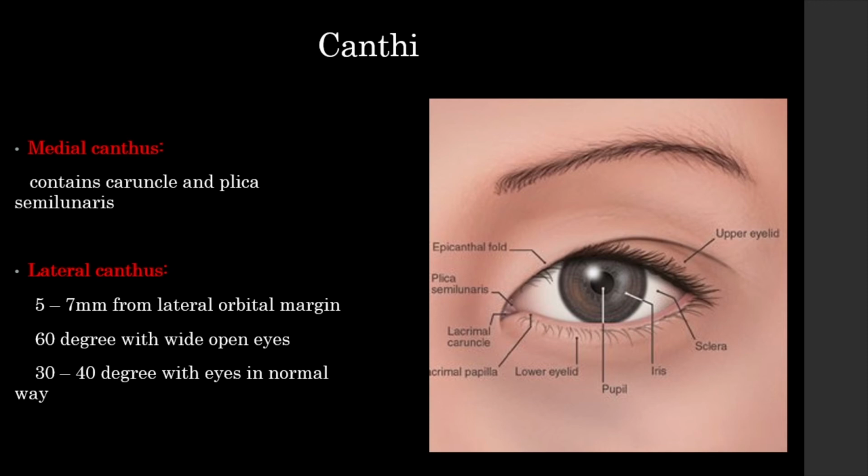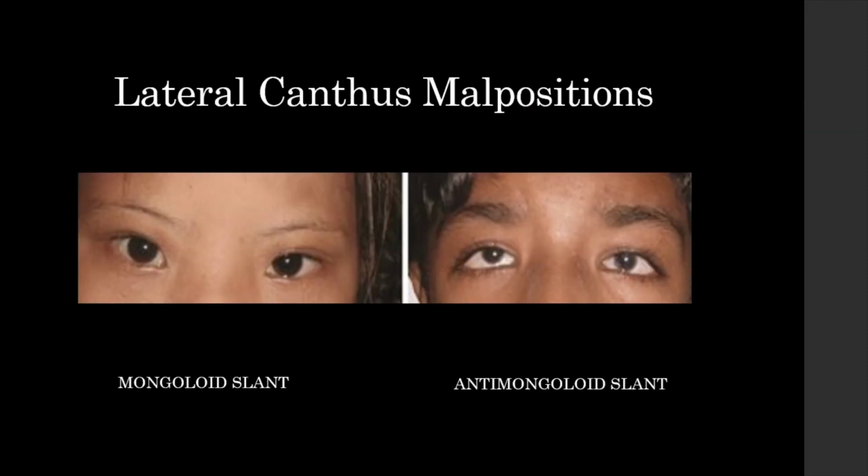As said, the lateral canthus is usually higher than the medial canthus, but with certain malpositions, when the lateral canthus is elevated more than the medial canthus, it forms a mongoloid slant. And if the lateral canthus is lower than the medial canthus, it forms an anti-mongoloid slant. Mongoloid slant can be seen in conditions like Down syndrome, whereas anti-mongoloid can be seen in Treacher-Collins syndrome.